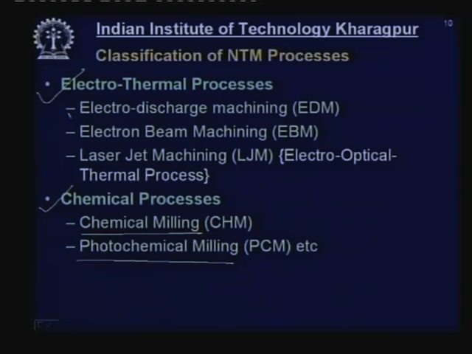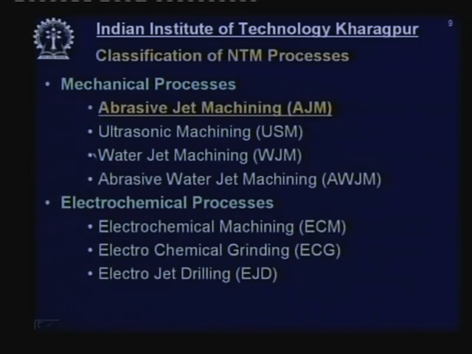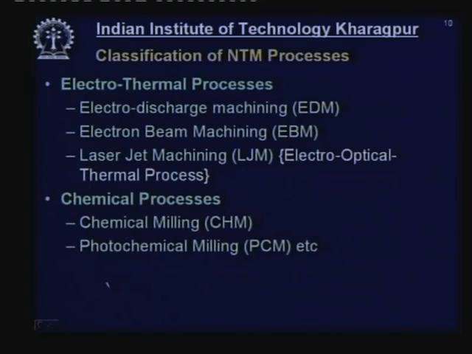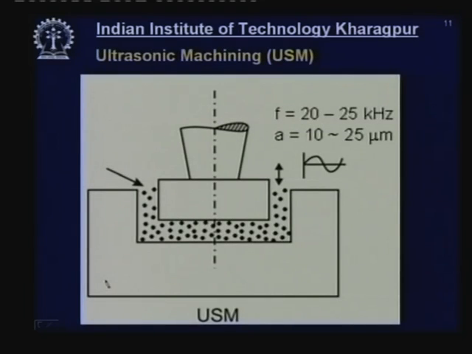Under electrothermal processes, we have electro discharge machining, electron beam machining, laser beam machining. All these would be covered in later classes. Now, let us come to the mechanical processes. Today, we are going to cover abrasive jet machining. This is a mechanical process where material removal occurs because of application of mechanical energy. Other processes are USM, WJM and abrasive water jet. Electrochemical machining processes are electrochemical machining, electrochemical grinding and electrojet drilling. So, this is the basic classification of non-traditional machining processes.